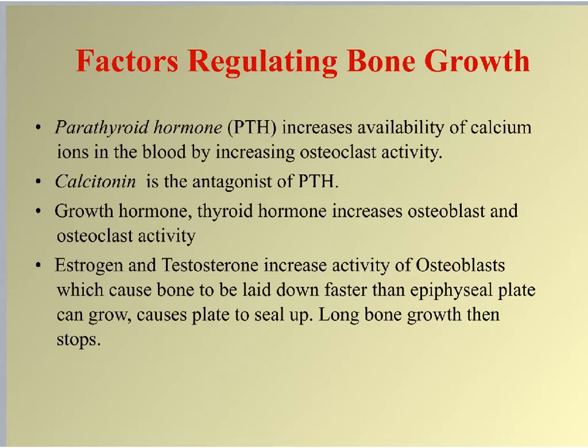In the first two parts, we learned about the structure and function of bone. We learned about the two different types of bone, compact and spongy bone. We learned about two processes that create bone, intramembranous and endochondral ossification, and we also learned about how bones repair themselves. So now what we're going to do is move on to factors that regulate bone growth.